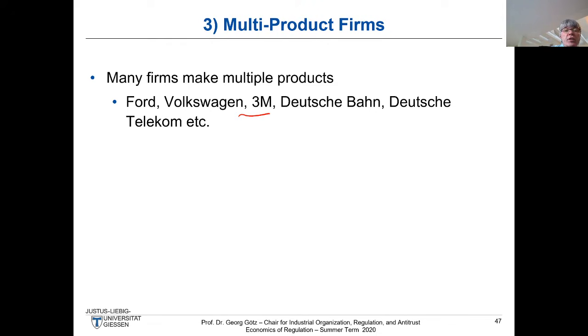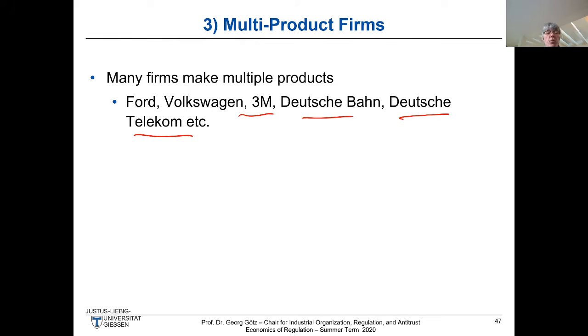Same with 3M, an American company producing very many different products. All of you will know the Post-its, okay? But they also certainly produce face masks and so on. Deutsche Bahn and Deutsche Telekom are interesting from our viewpoint of economics of network industries. Deutsche Bahn provides passenger train services, both local and far distance train services for passengers. They provide freight services, and they provide the network infrastructure services from Deutsche Bahn Netz.